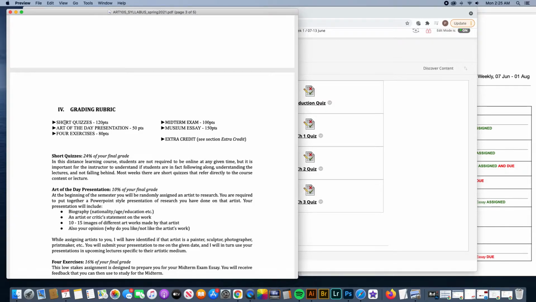So what it comes down to is short quizzes, one PowerPoint presentation. It's going to be like 20 slides long, but mostly pictures. And then you're going to have 4 assignments assigned and due in the same week. And then your midterm exam assigned and due in the same week. And then the paper. So easy peasy. I think you'll be fine.